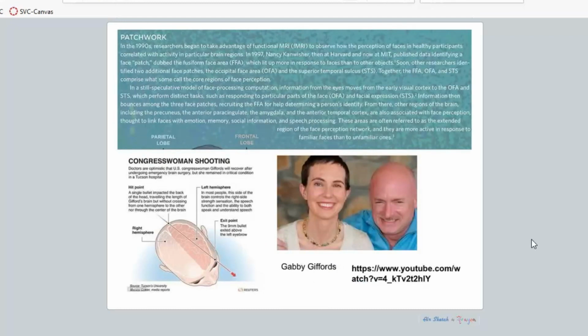And I don't know if you remember this, when the Congresswoman Gabby Giffords from Arizona, I believe, got shot. And the bullet came through and it damaged some of these areas. And so she's had a really long, hard struggle to get back to where she needs to be, and you can watch that there. But these facial recognition areas were damaged, and so she was dealing with that. She's able to see, but she wasn't able to put meaning to those faces that she was seeing.